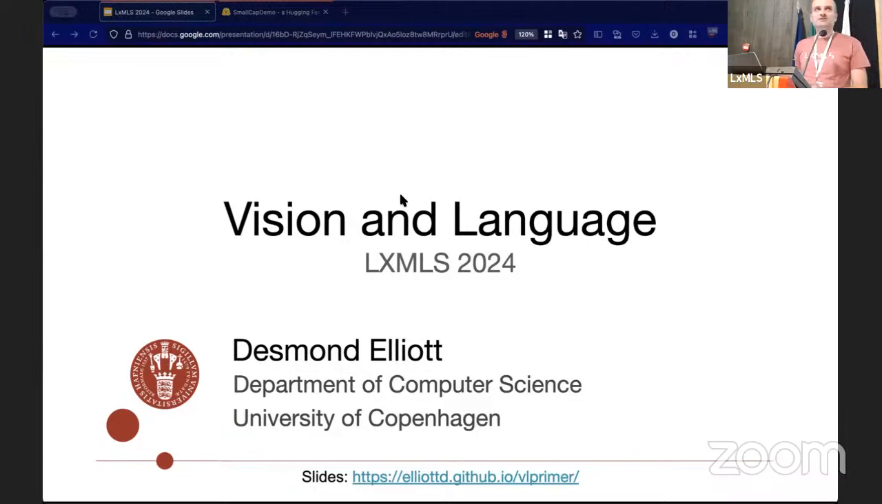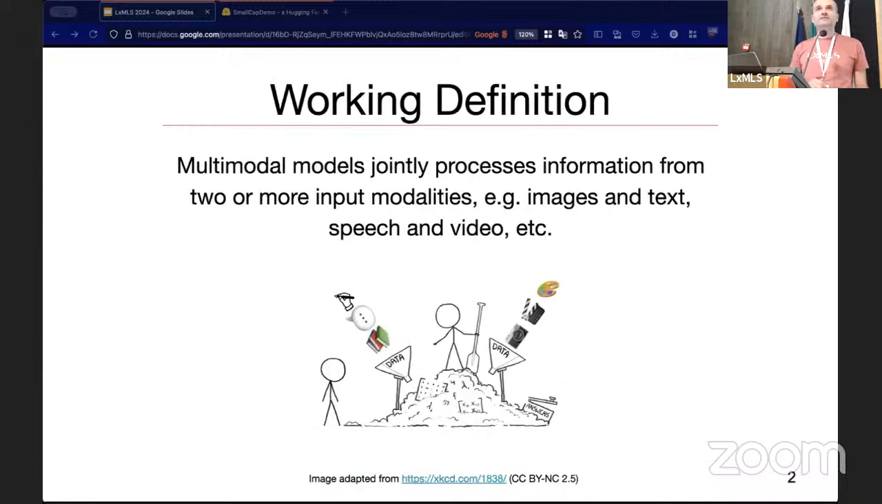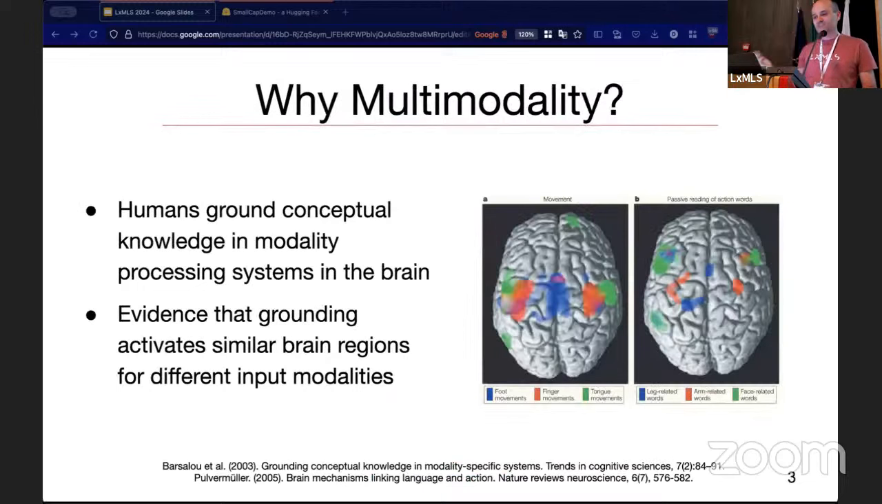So today we're going to talk about vision and language learning, and I'm going to start with a working definition that I hope we can agree on. Multimodal models, we're going to describe these as models that jointly process information from two or more input modalities. For example, you could have images and text, or speech and video, or text and video. And the main aim is to mash all this together in a neural network and pray that it actually works at the other side. And so why am I interested in this?